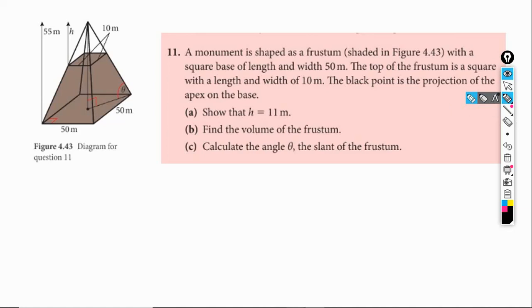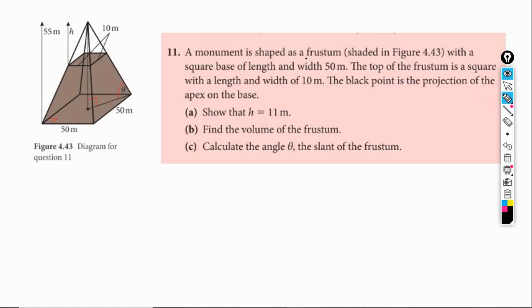This is the second part of the practice questions 11 through 20, as promised last week. The quiz will be based on these 10 questions. So, question 11. A monument is shaped as a frustum.